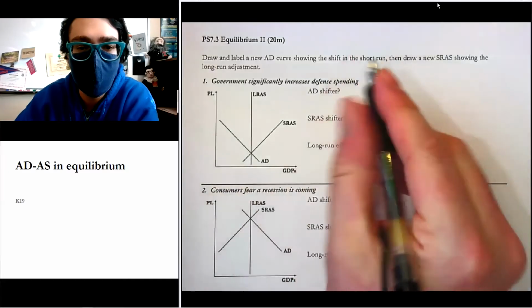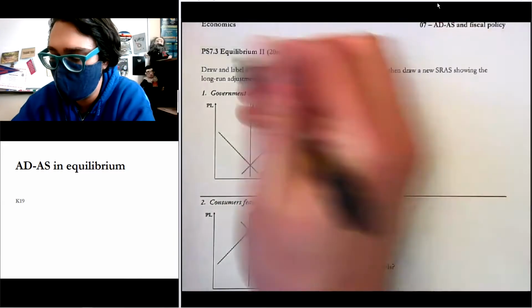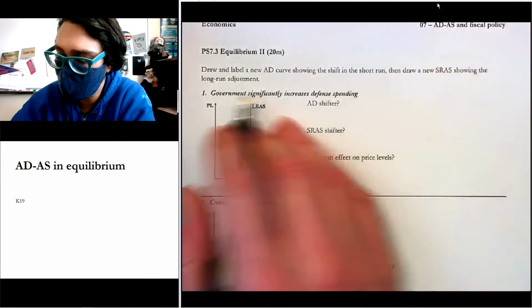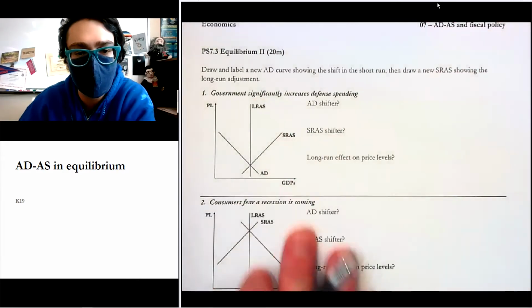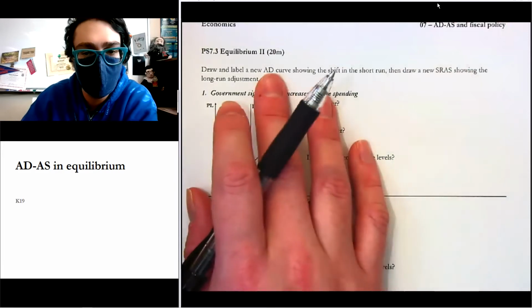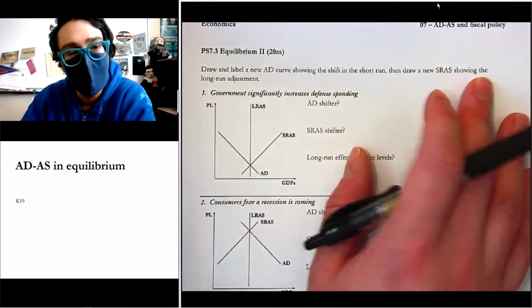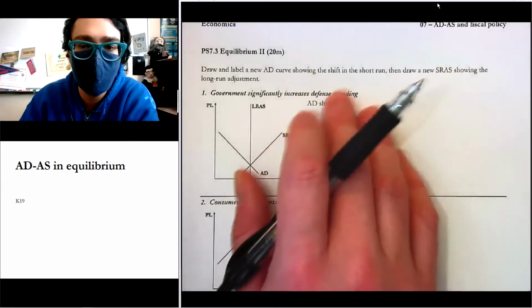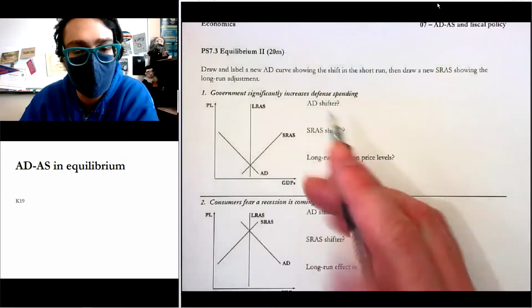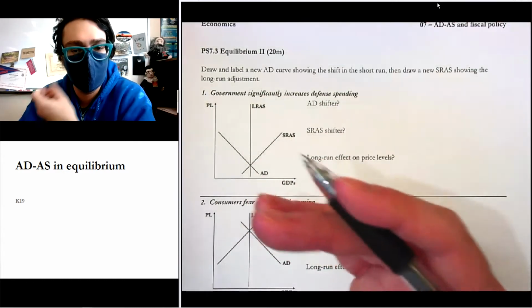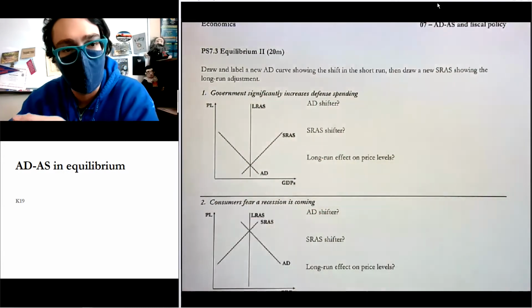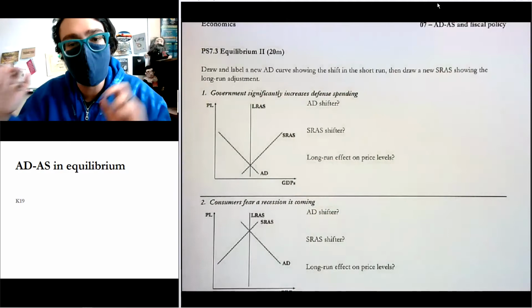Well, hello there. So in this video, we're going to do some practice related to equilibrium. For this first part, we're just going to draw and label a new AD and then draw a new SRAS showing the long run adjustment. On a test, it'd be unlikely you'd have to draw both of these on the same graph, but we're thinking about what would happen in the short run and then what would happen in the long run as the economy self-corrects, right?